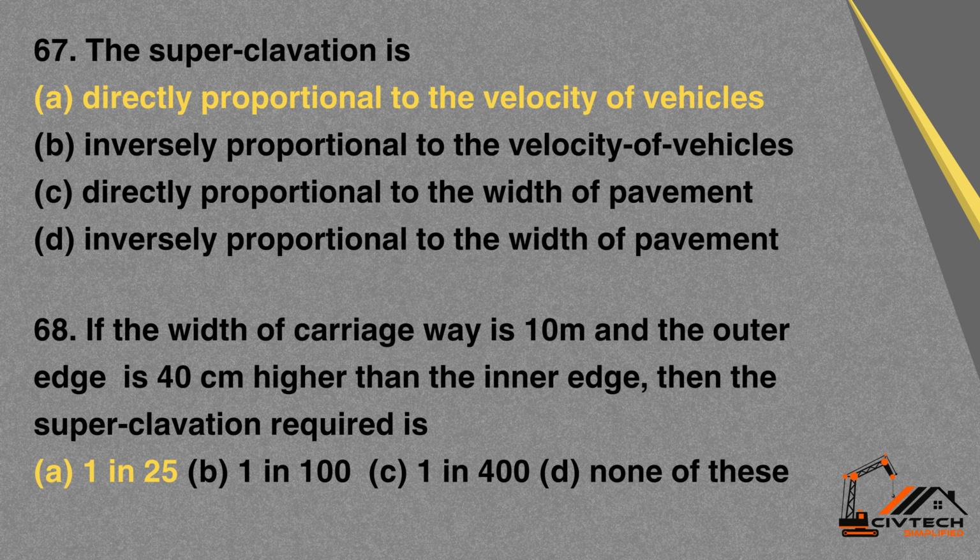67. The superelevation is A. Directly proportional to the velocity of vehicles. B. Inversely proportional to the velocity of vehicles. C. Directly proportional to the width of pavement. D. Inversely proportional to the width of pavement. Correct option, A. Directly proportional to the velocity of vehicles.